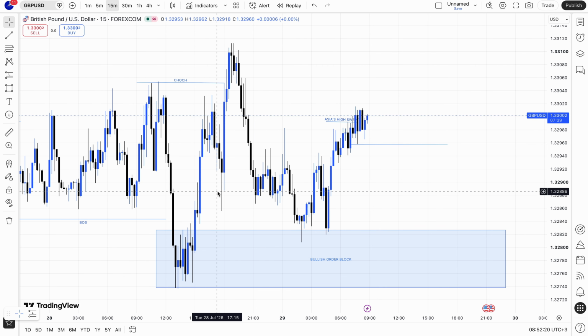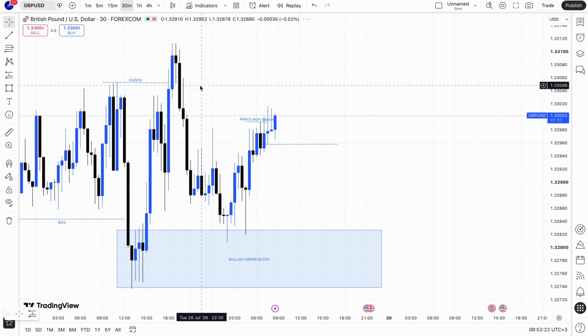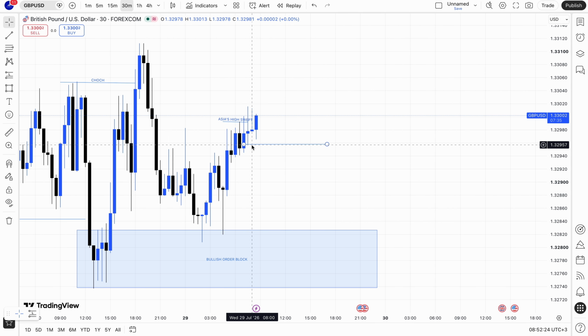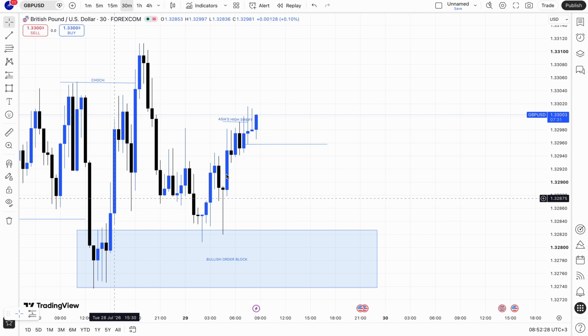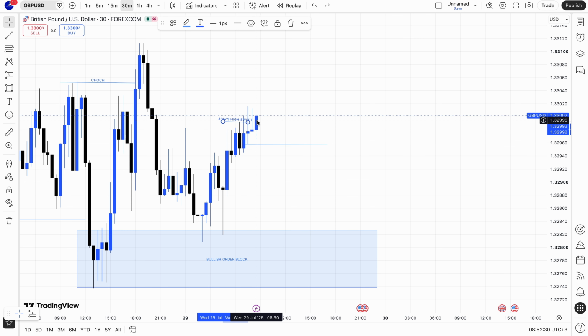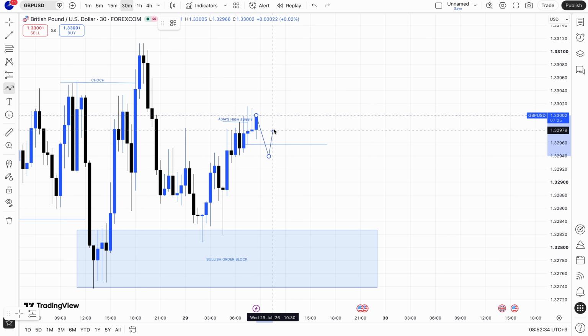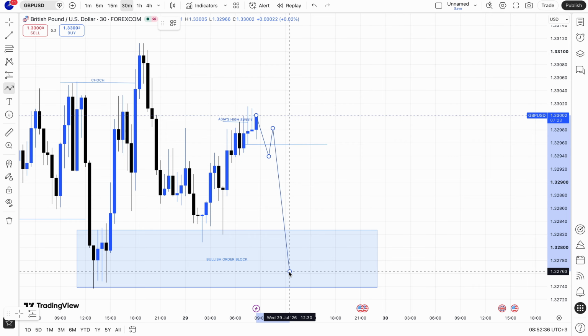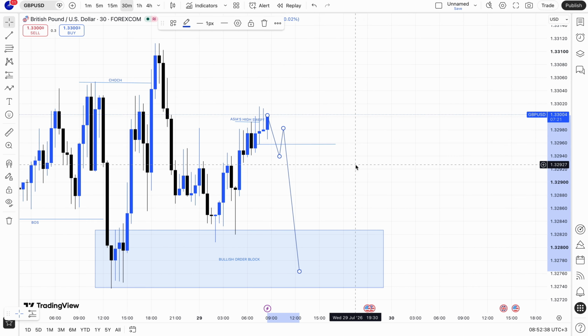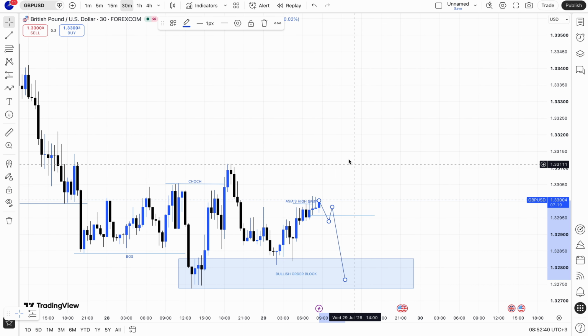Then we're going to move to 30 minutes. Now we are waiting for the candle close here. If the price comes back and closes below here, then automatically you're going to be selling, targeting this liquidity. That is scenario number one.